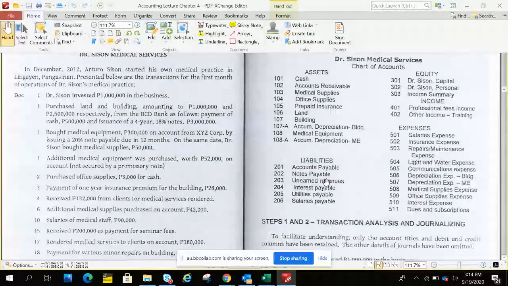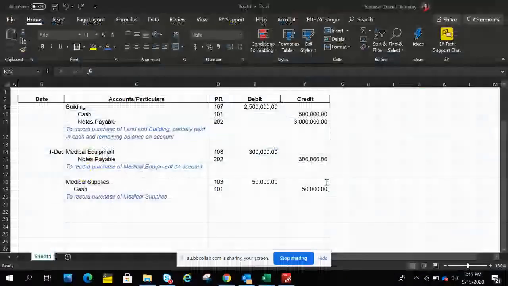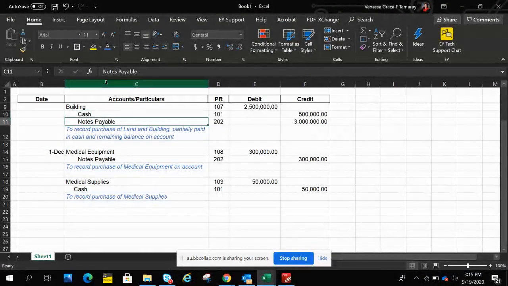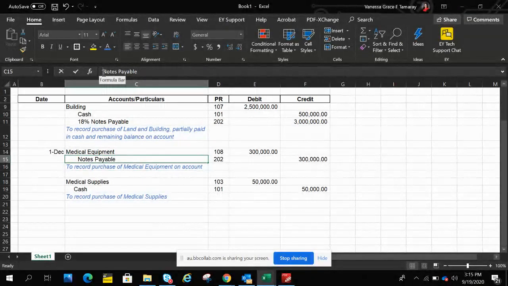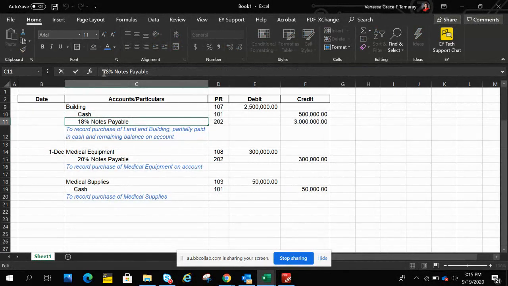Okay, meron po kasi ako nakita. Pwede po ba yung sinusulat din yung percent nung notes payable? Kunyari po 18% notes payable or notes payable na 18%. Tapos magkaiba po siya dun sa 20%. Para po pag-adjusting, mas madali pong ma-compute yung interest expense. Sige, gawin natin yan para mas madali mamaya. Lagyan na lang natin dito. 18% notes payable. And then here, 20% notes payable. Okay, yan. Thank you po. Mas maganda. Sige.